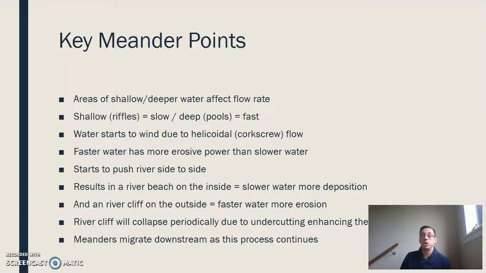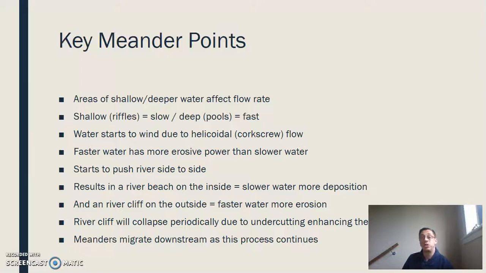Now, that faster water has more erosive power than the slower water on the inside, and that starts to make the river move from side to side across the channel. Where we've got that slower water on the inside, we start to form something known as a river beach. And the reason we get a river beach here, we go all the way back and think about what deposition is. The water doesn't have the energy to carry the massive material that it has, so it starts to deposit it on the inside of the bend. And as it deposits on the inside, we form a little beach.